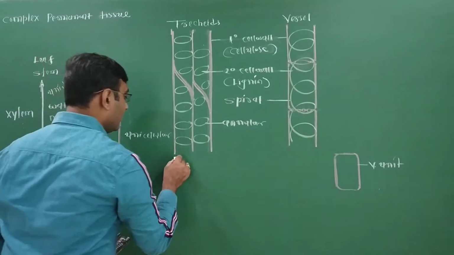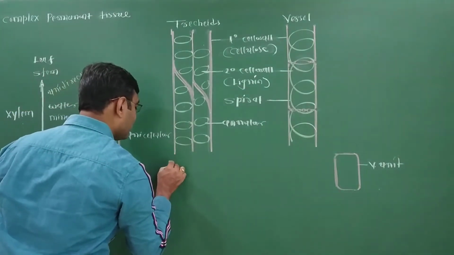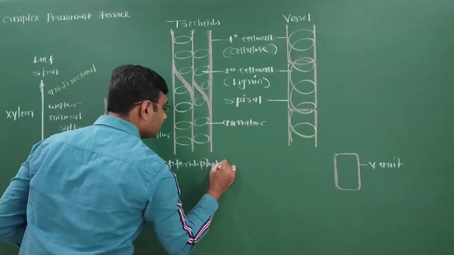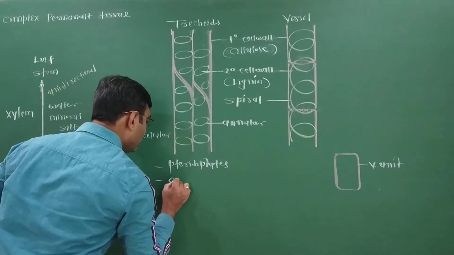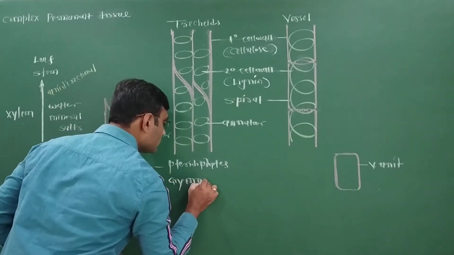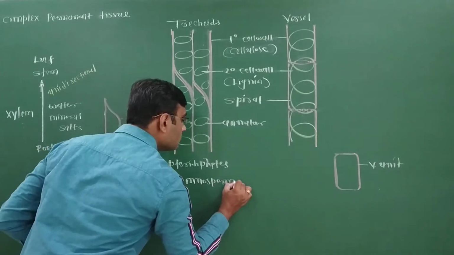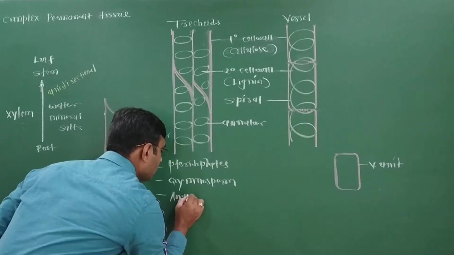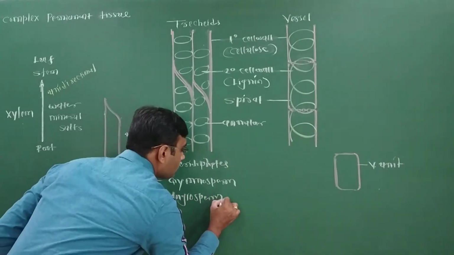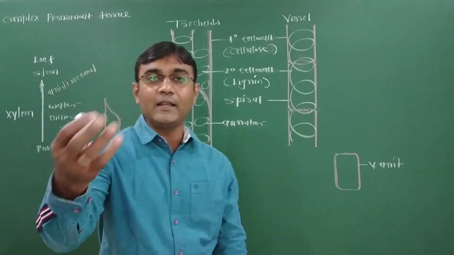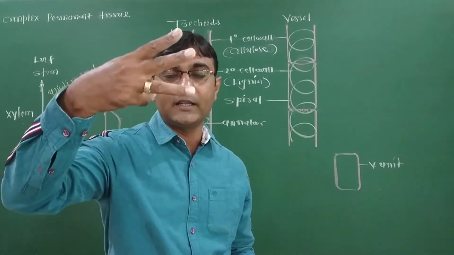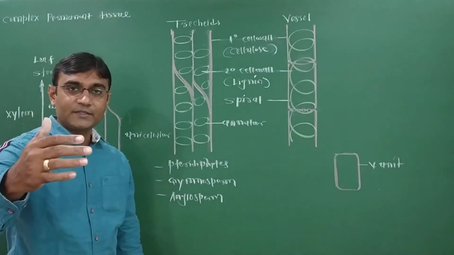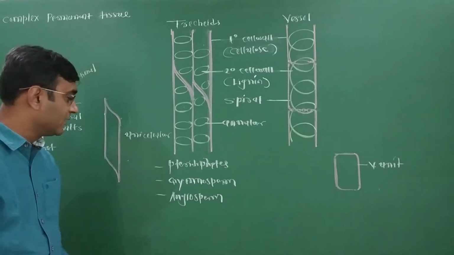Trachea is the water and mineral conducting unit in which plants? Pteridophytes, as well as gymnosperms, as well as angiosperms. Pteridophytes: in plant evolution, the first plants that developed three clear-cut organs, root, stem and leaf, are pteridophytes. Nephrolepis is an example of pteridophytes.